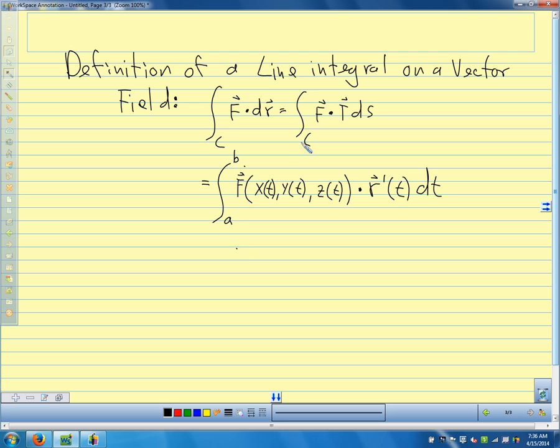And we're saying that F is a continuous vector field, so our vector field is behaving nicely, our curve is smooth, and our interval along our curve is from a less than or equal to t, less than or equal to b.